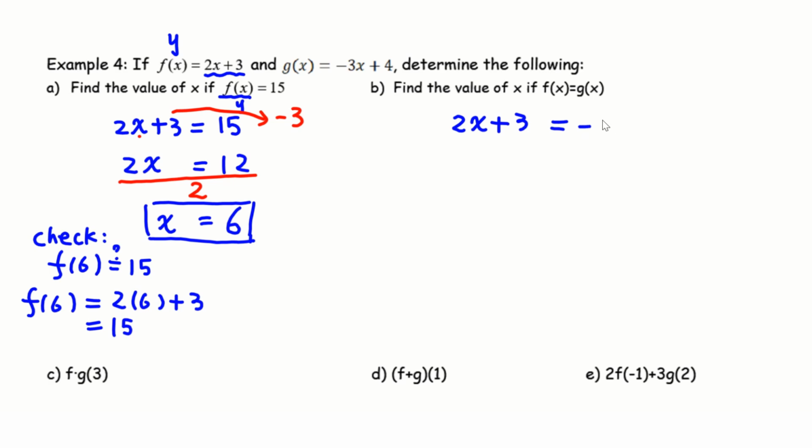Equals negative 3x plus 4. Then we want to isolate x: we move x to one side, collect the like terms, and move the 3 to the other side by doing the opposite operation. Minus 3x moving to the left side is plus 3x. Then we have 2x plus 3x.